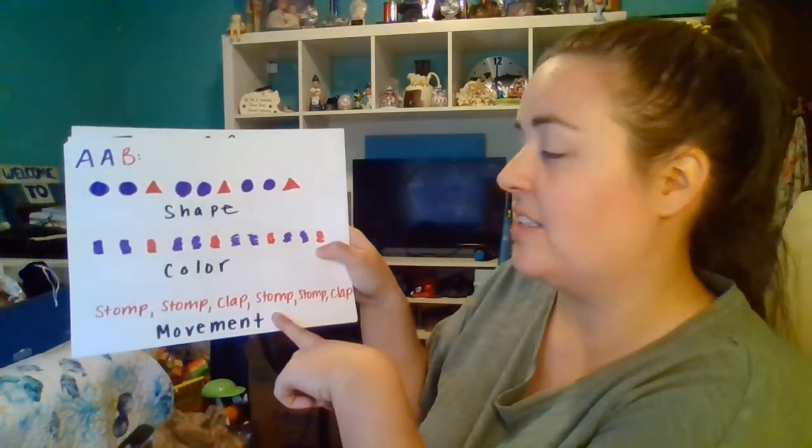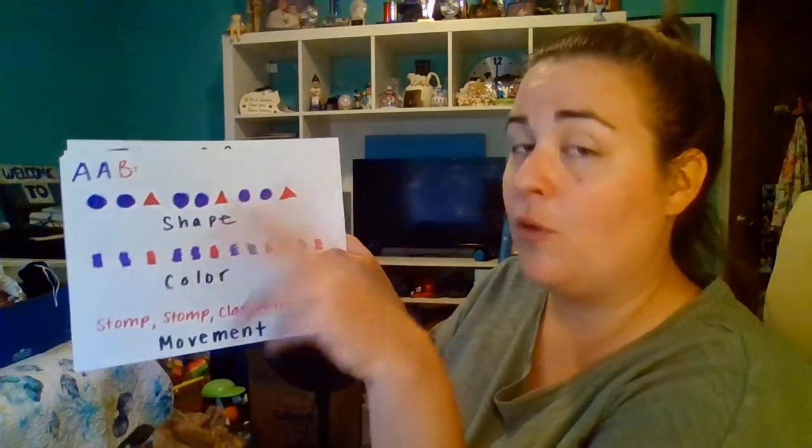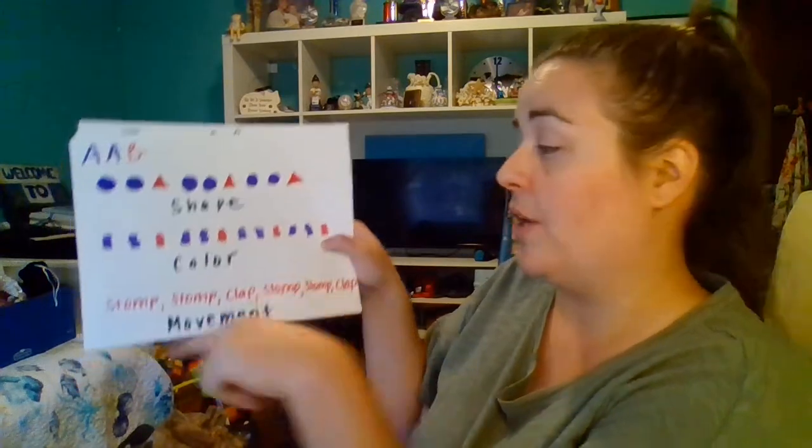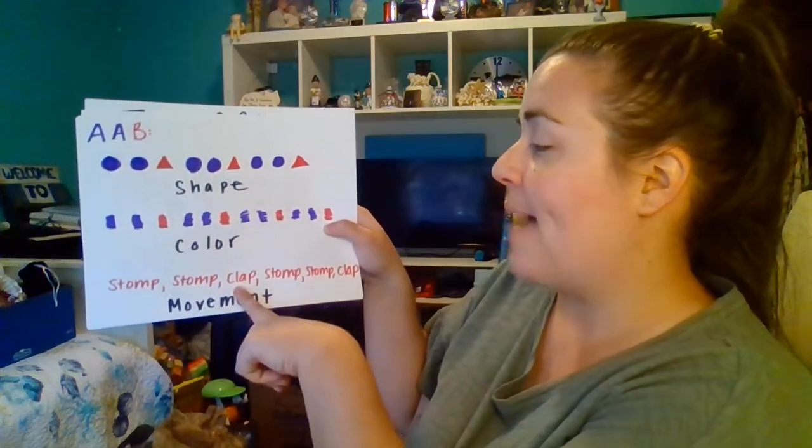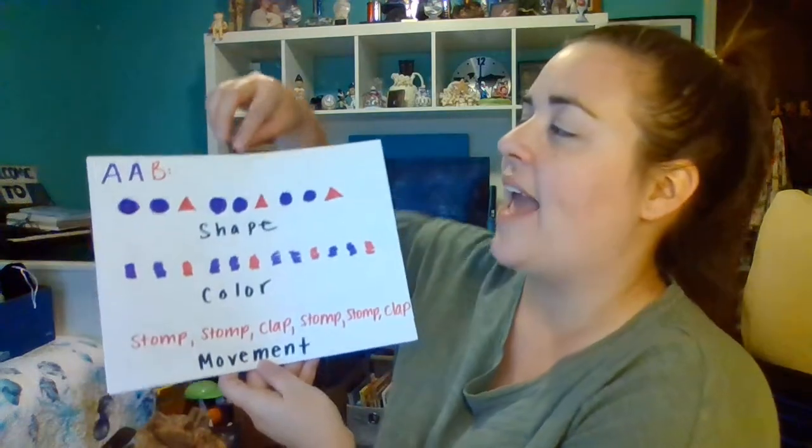And our movement pattern, it's going to be a little bit different. The same moves, a stomp and a clap, but different order, okay? Stomp, stomp, clap, stomp, stomp, clap. Let's do it. Ready? Stomp, stomp, clap, stomp, stomp, clap, stomp, stomp, clap. Good job. All right, so that's our AAB pattern.